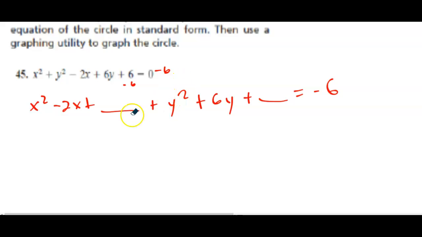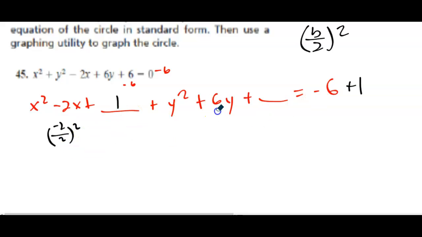So what I'm going to do is use b divided by 2, squared. And b is just your standard a squared plus b squared equals c squared. Well, b right here is negative 2. So if I do negative 2 divided by 2 and square that, that's negative 1. Negative 1 squared is positive 1. I'm also going to add 1 on this side as well. Over here, b is 6. So 6 divided by 2 squared is 3. 3 squared is 9.